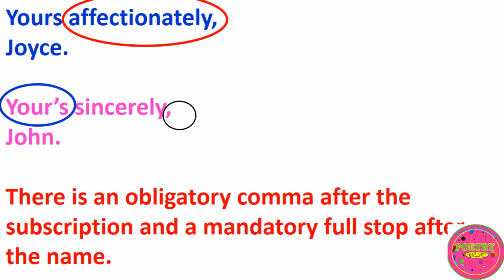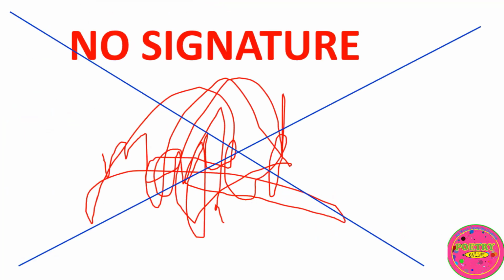There is an obligatory comma after the subscription and a mandatory full stop after your name. Here, you can decide to write your first name or the name the recipient knows you with. Or you can decide to write your pet name or nickname. Don't write your full name in this case. Also, no signature is needed in an informal letter.